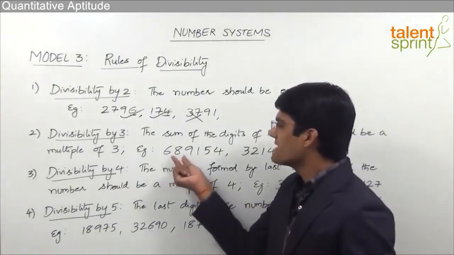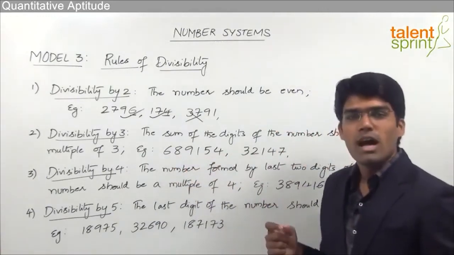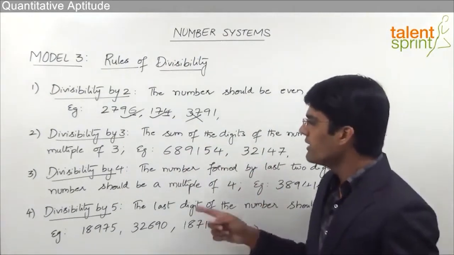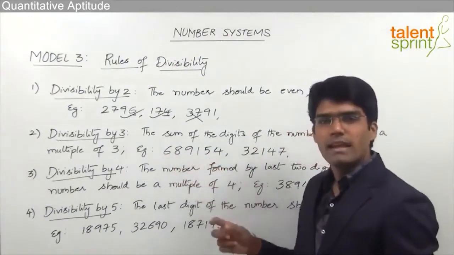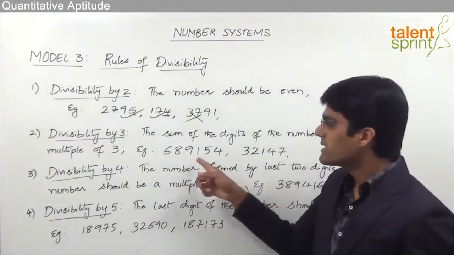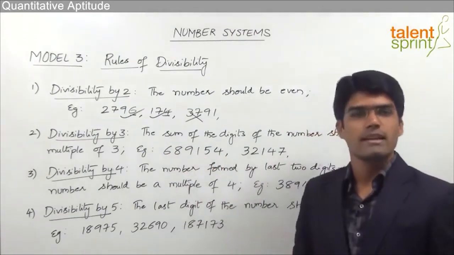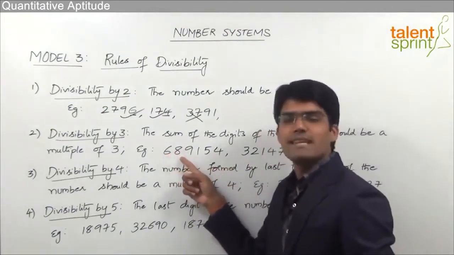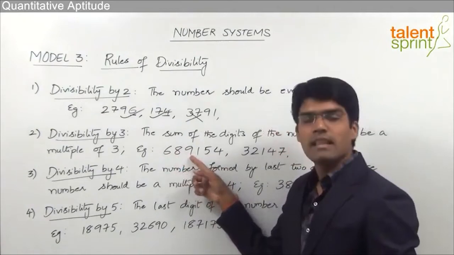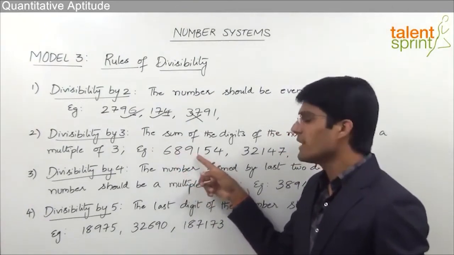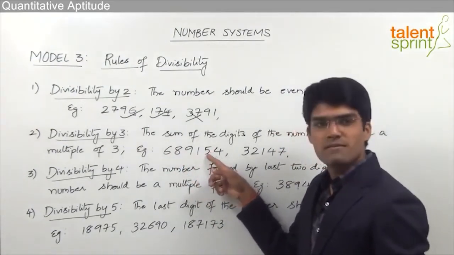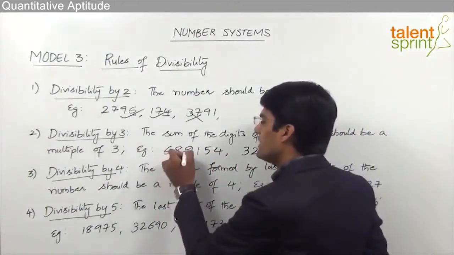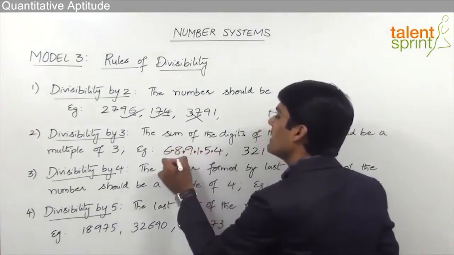Now let's say the given number is 689154. How to check whether the given number is divisible by 3 or not? What we do here is add all the digits, and the sum, if it is a multiple of 3, this number is divisible by 3. Otherwise it is not. Let us check what is the sum of these digits. 6 plus 8 is 14, 14 plus 9 is 23, plus 1 is 24, 24 plus 5 is 29, 29 plus 4 is 33. That means the sum of all these digits here comes out to be 33.